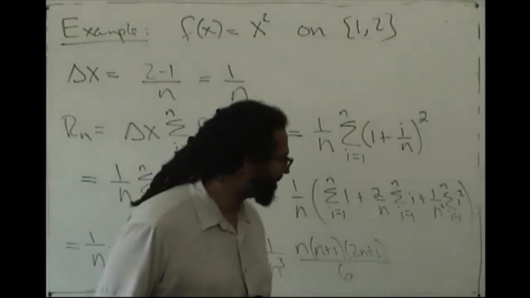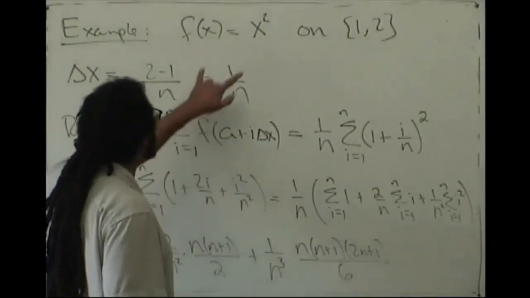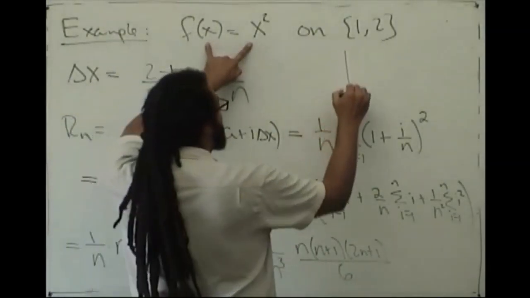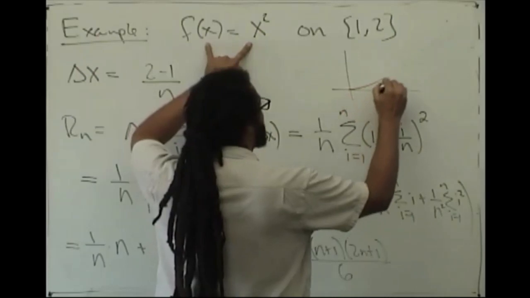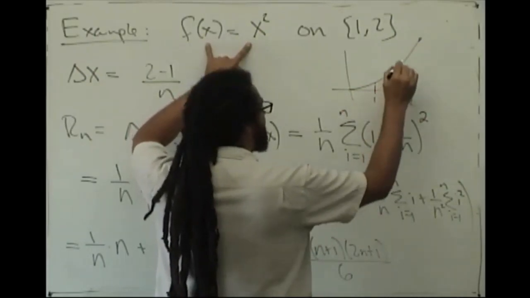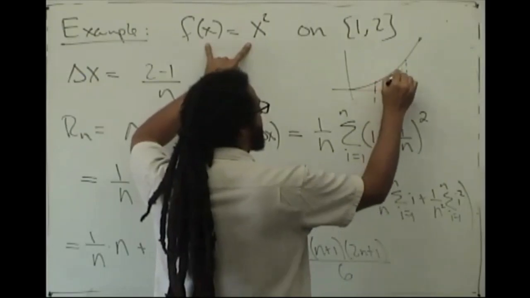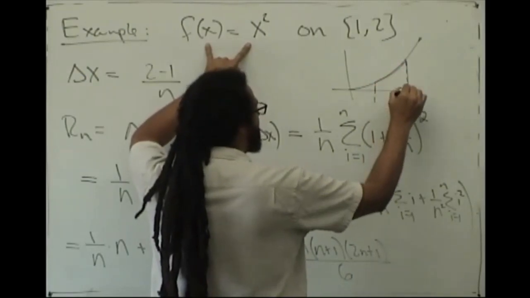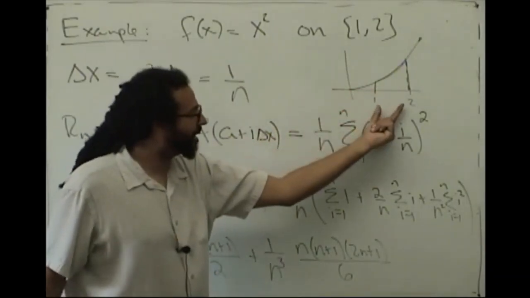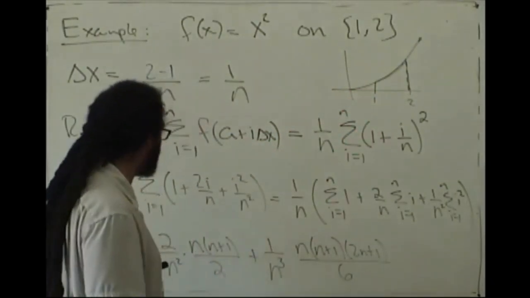Here's the last example that we'll look at. We want to find the exact area of the function y equals x squared on the interval from 1 to 2. So we want the area of the region under the parabola on the interval from 1 to 2.